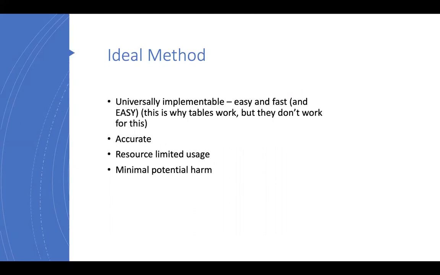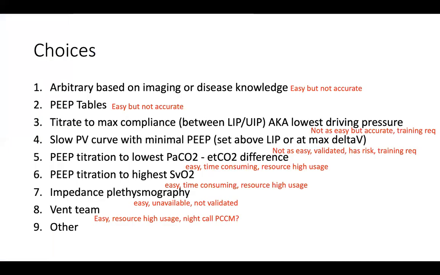So an ideal method when thinking about all this would be one that's easy and fast, and I'll emphasize the easy, and is accurate and limits resources and manpower, minimizes entry into the room, and isn't harmful. When you go back to all the different methods, you can arbitrarily, of course, decide to use a lower PEEP, but this may not always be accurate. Conversely, using PEEP tables that are intended for ARDS may not be accurate and over distend the lung and put the patient at risk for having too much PEEP.